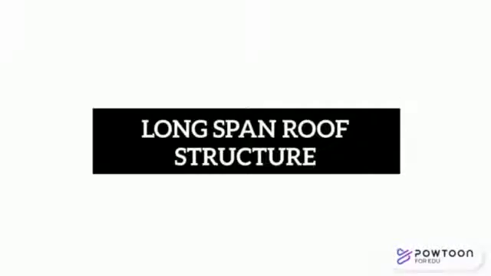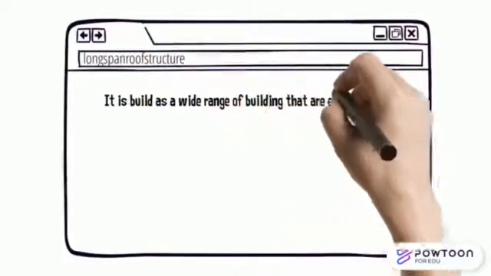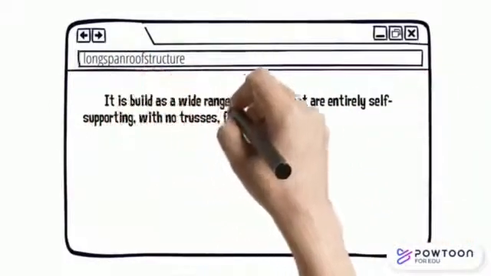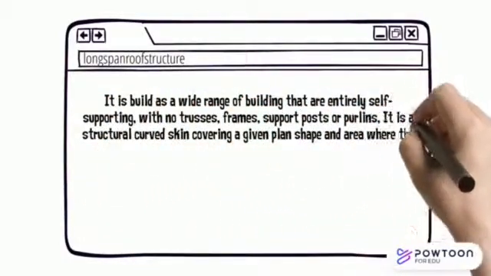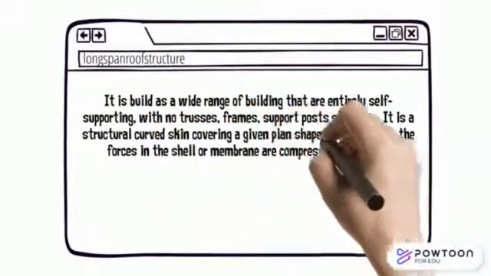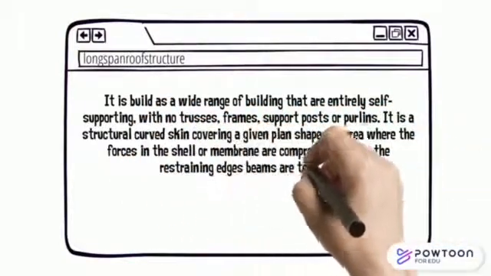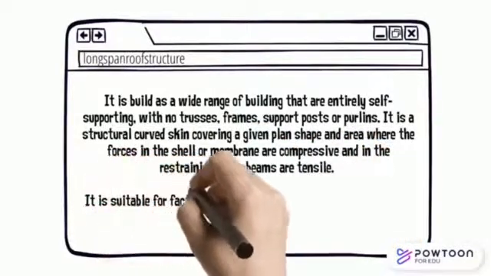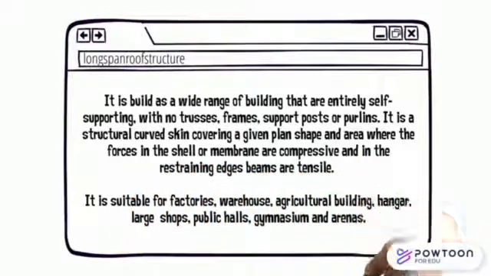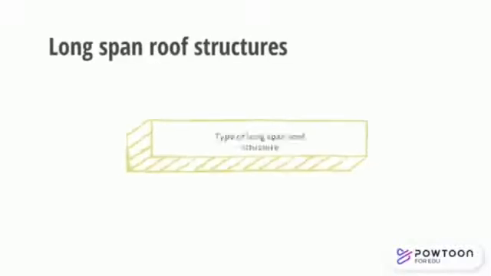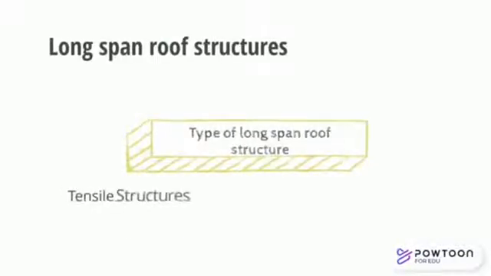Next slide is long span roof structure. It is built as a wide range of buildings that are entirely self-supporting with no trusses, frames, support posts or purlins. It is a structural curved skin covering a given plane shape and area, where the forces in the shell or membrane are compressive, and in the restraining edge beams are tensile. Suitable for factories, warehouses, agricultural buildings, hangars, large shops, public halls, gymnasiums, and arenas. There are a few types of long-span roof structure: tensile structure, folded plates, shell structure, and portal frames.